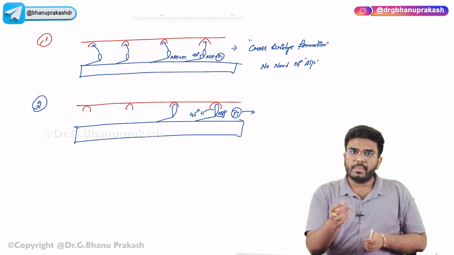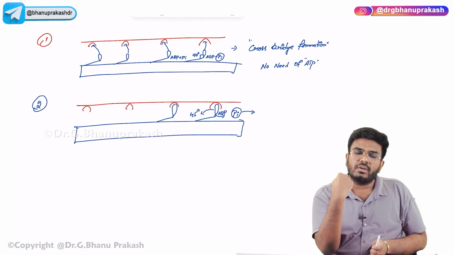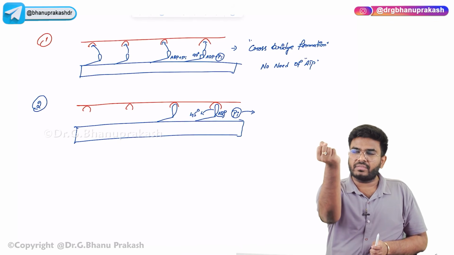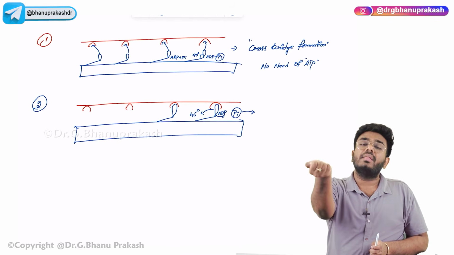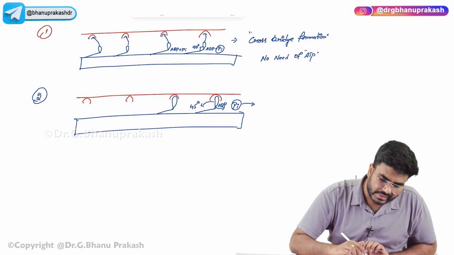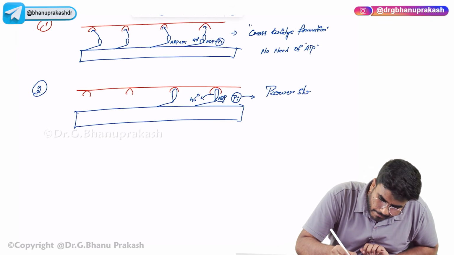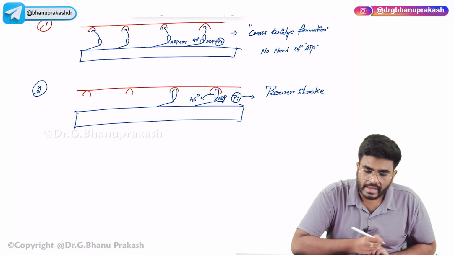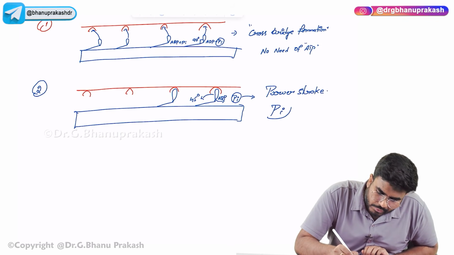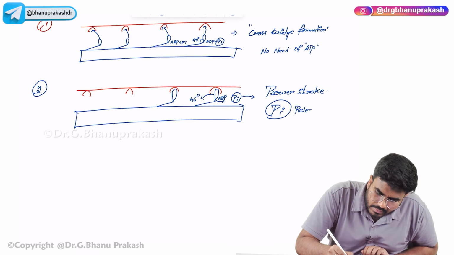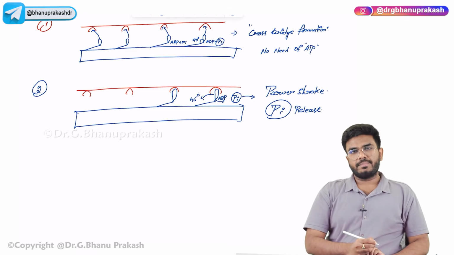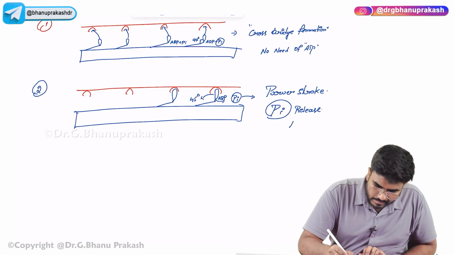So because of this, what happens? Now they are pulling the actin filaments. They are already bound with the actin filaments. When they bend, they pull the actin filaments. This event is called the power stroke. So the power stroke occurs due to release of inorganic phosphate, in the beginning.